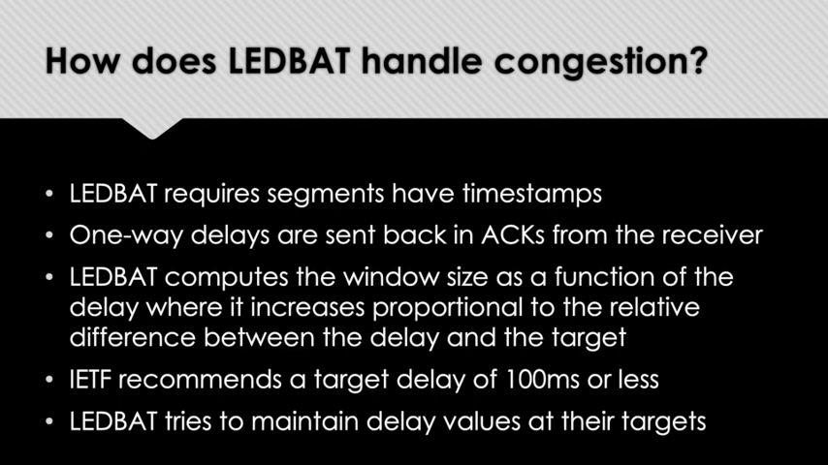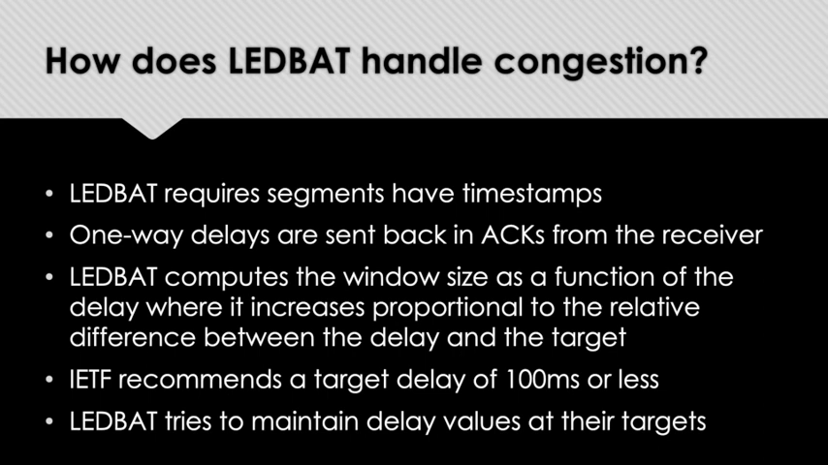So we know how LEDBAT determines congestion, but how does it handle congestion? LEDBAT requires that segments be sent with a timestamp in order to compute one-way delay when they arrive at the receiver. These computed delays are sent back to the sender in their corresponding ACKs. When LEDBAT computes the congestion window, it uses a linear function to determine the rate as a function of the one-way delay. In the equation, the window size is proportional to the difference between the current queuing delay estimate and the target queuing delay.